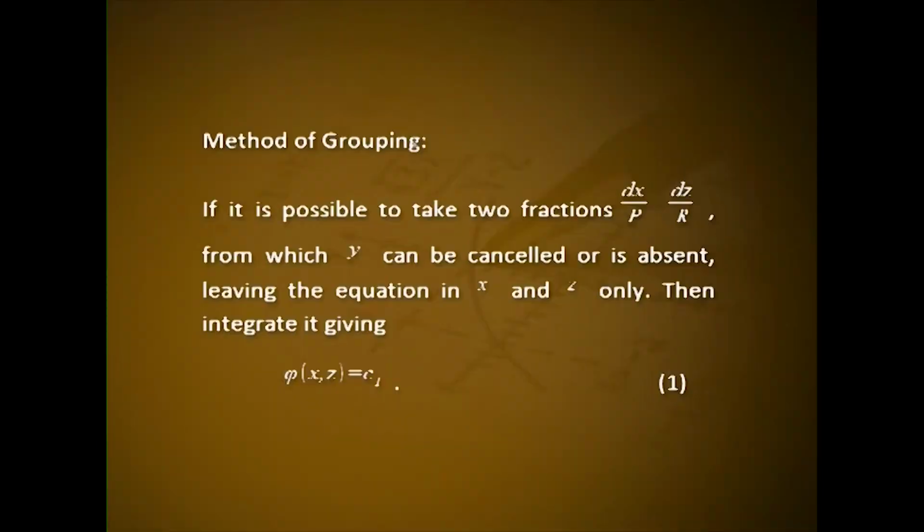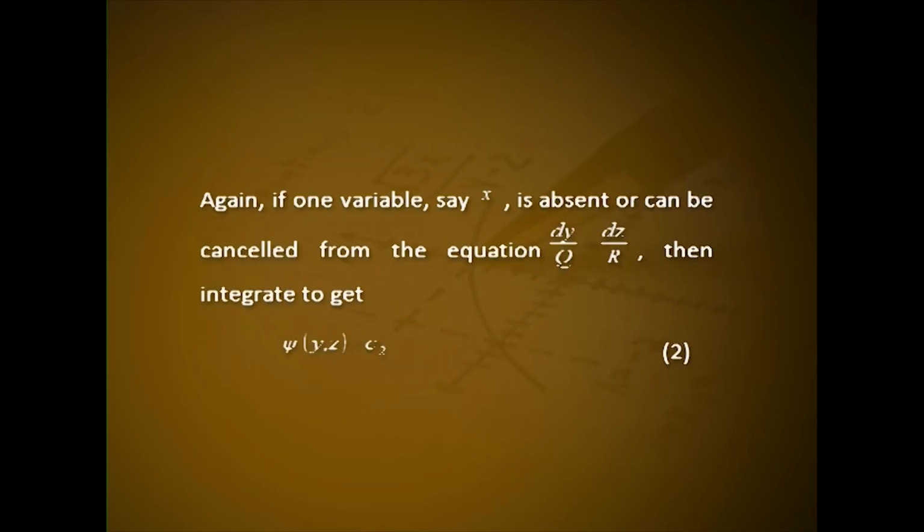Method of grouping. If it is possible to take two fractions dx/p = dz/r, from which y can be cancelled or is absent, leaving the equation in x and z only, then integrate it giving φ(x,z) = c1. Let it be equation number 1. Again, if one variable, say x, is absent or can be cancelled from the equation dy/q = dz/r, then integrate to get ψ(y,z) = c2. Let it be equation number 2. The two independent solutions 1 and 2 taken together form the complete solution of the given equation.